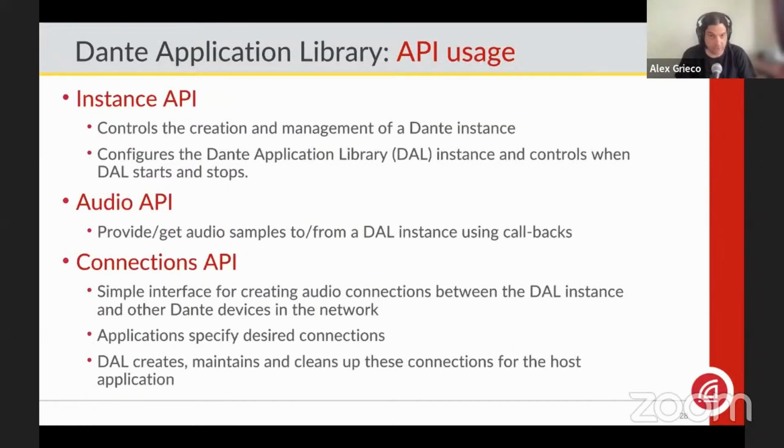The instance API is used to create a Dante device on the network. Now, this is a virtual device. It's your application, or a component that you're running, that appears like a Dante device on the network. And then the audio API is used to access those audio samples and put audio on the network or take audio off the network. And then further, really above and beyond what we've talked about with Dante Via and Virtual Sound Card, which exists today, the Connections API allows you to programmatically manage and maintain connections between your Dante instance, your DAL instance, and devices on the network.